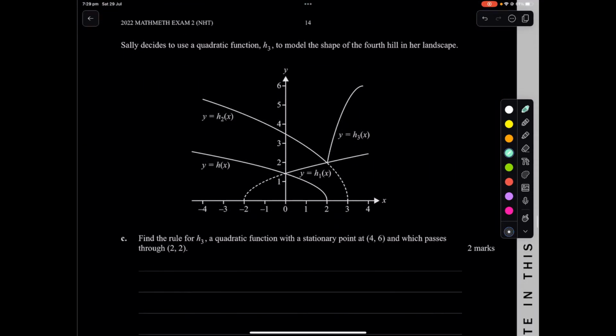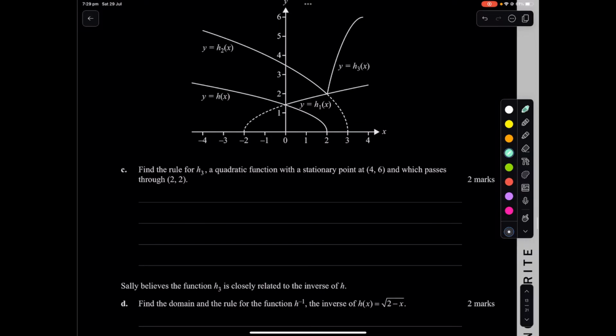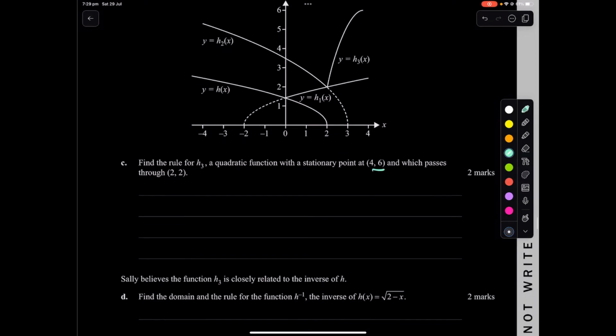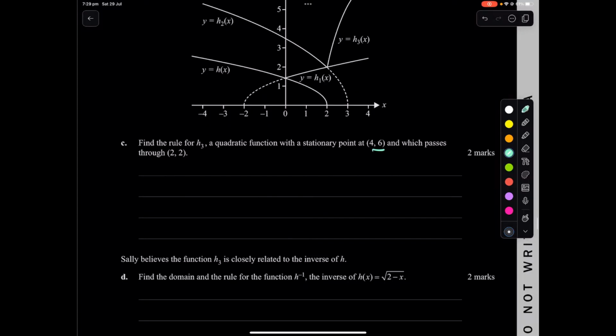Sally decides to use a quadratic function h3, a new function, to model the shape of the 4th hill in her landscape. Find the rule for h3, a quadratic function with a stationary point of this and which passes through this. Let's say h3 of x is ax squared plus bx plus c. Well, I know that the 2 points are (4, 6) and (2, 5).